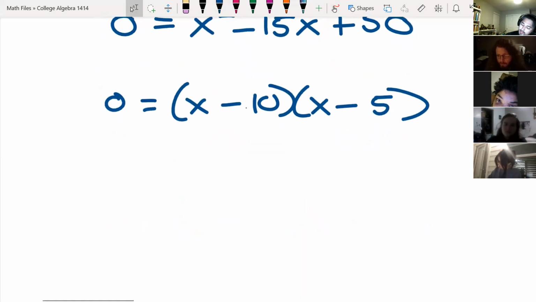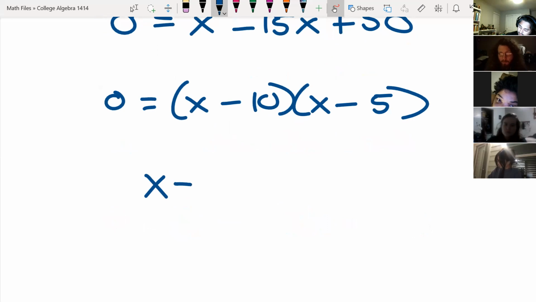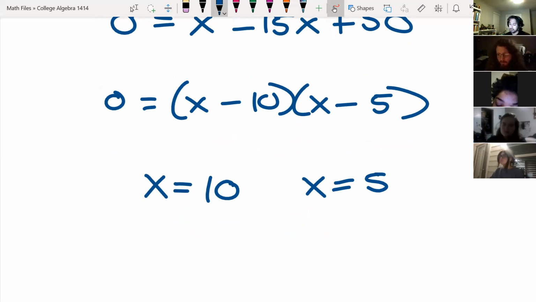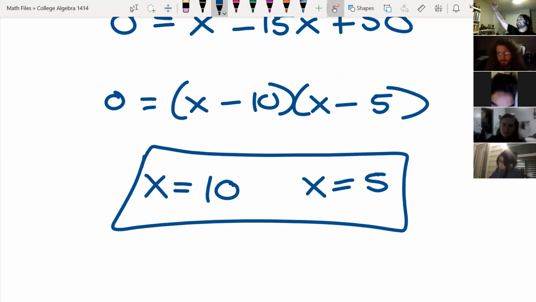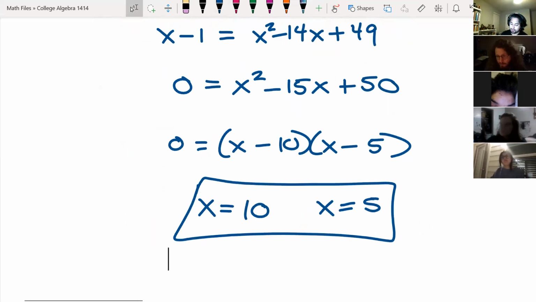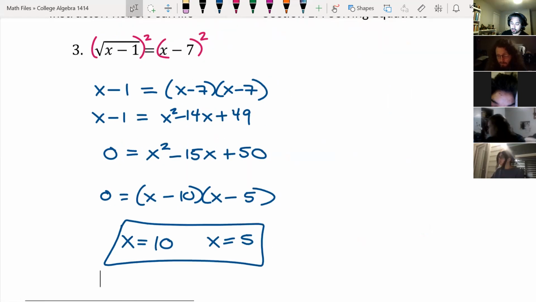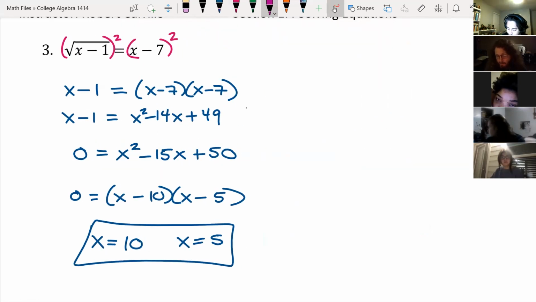Which means what are my 2 answers? 10 and 5. We just said it. x equals 10, x equals 5. But since we have 2 answers, we have to check. Who's going to work? Who's not going to work?